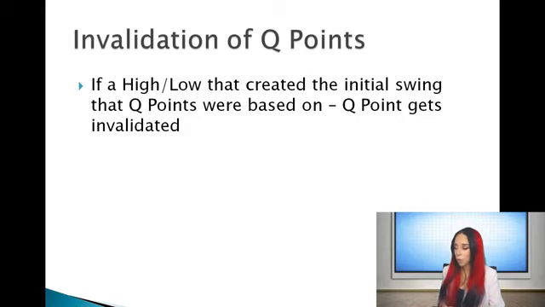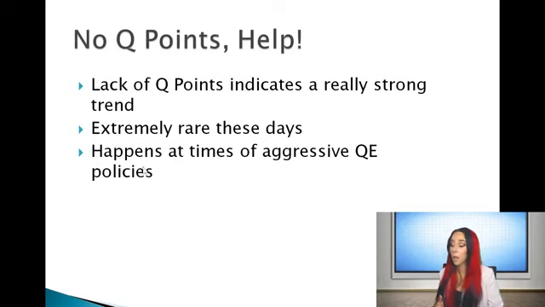Another question that we get quite often is, when is a Q point invalidated? Well, let's think about this for a moment. So if a Q point is created when a price makes a move from A to B, creating a high and a low in any order, and if a price goes through a high and a low, a Q point is invalidated. So if the original high and low is traded through, the ones that created the Q point in the first place, there will be no Q point. So there's your answer.